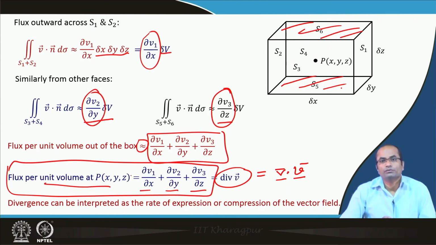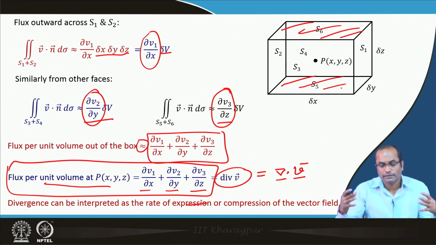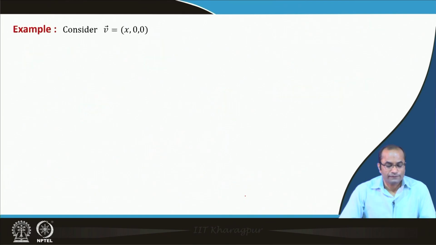So, if it comes to be positive, that means at that point the tendency of the vector field is for expansion. On the other hand, if this comes to be a negative number, then there is a tendency of compression at this point for a given vector field. So, this situation will be much more clear when we consider these examples.